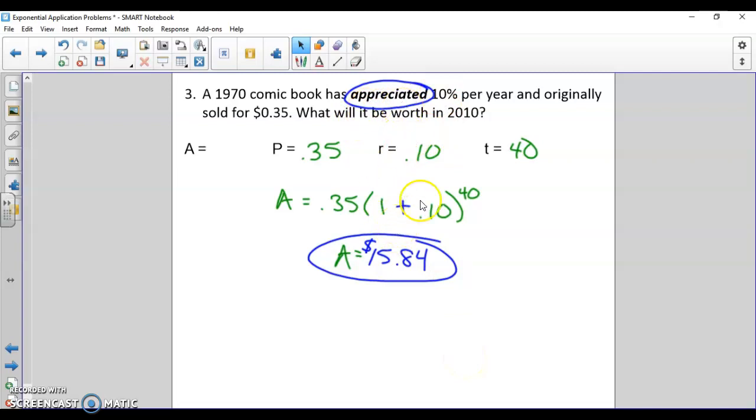Appreciated means you're going to add. Depreciated means you would subtract if you see that at all. So appreciated, if you appreciate something, that's a good thing. So you're just going to add to it.